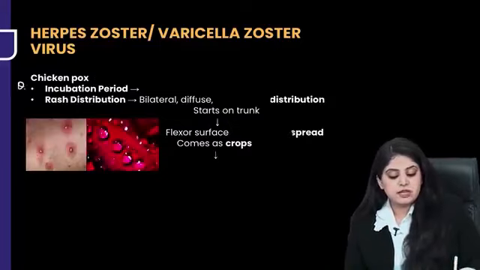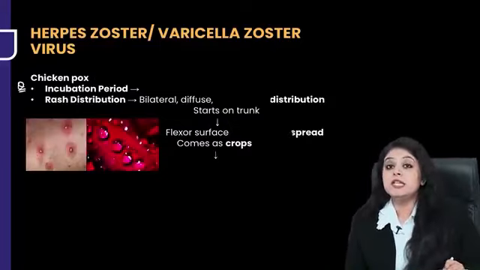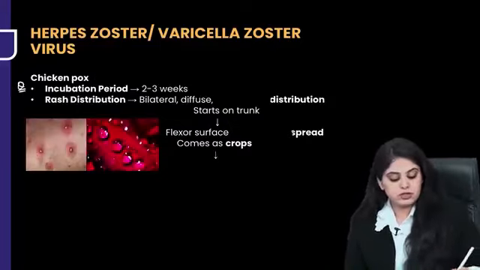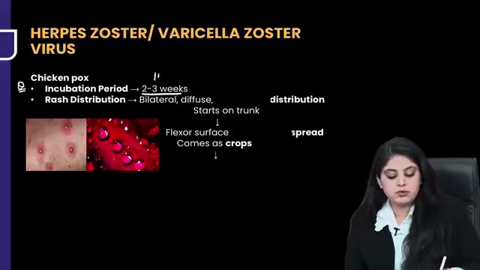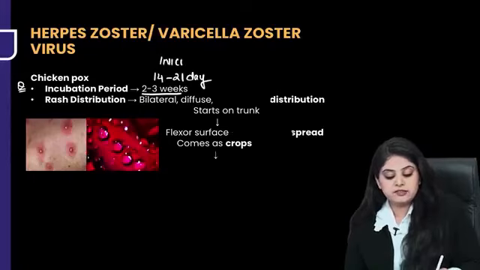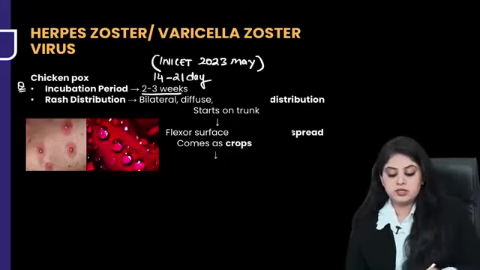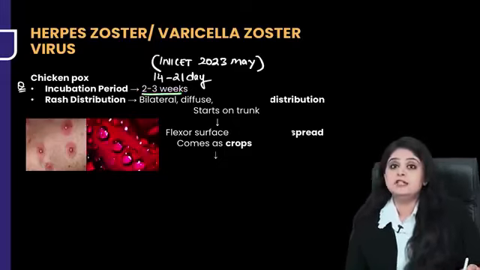The question that came in the exam recently was the incubation period. What is the incubation period of chickenpox? Roughly 14 to 21 days. So this is a question in the recent INICET that was conducted in 2023 May. So please note, they asked you what is the incubation period, and that is 2 to 3 weeks, 14 to 21 days.